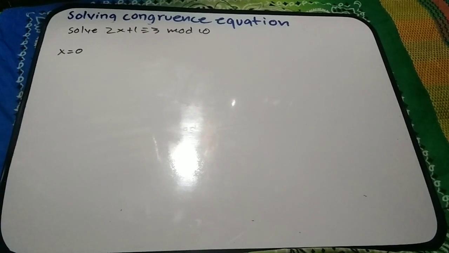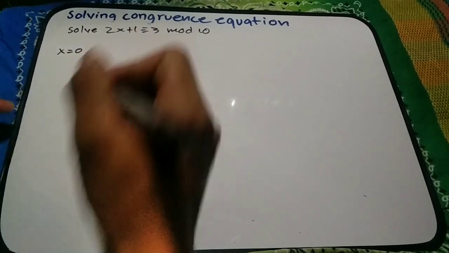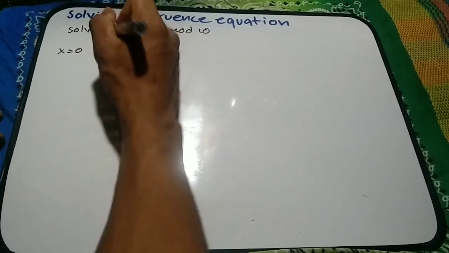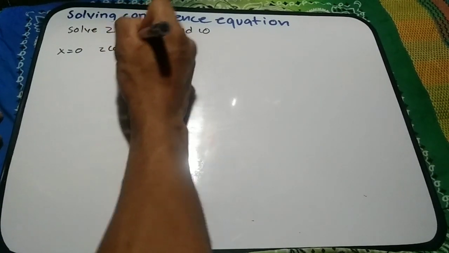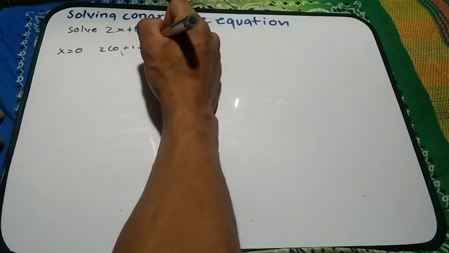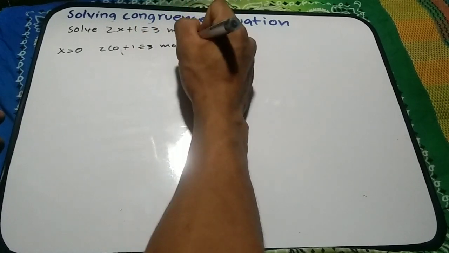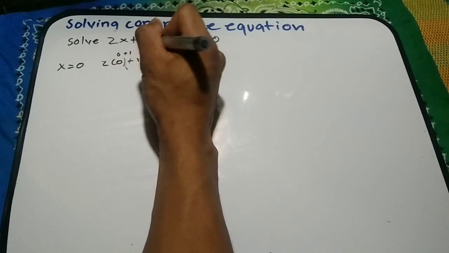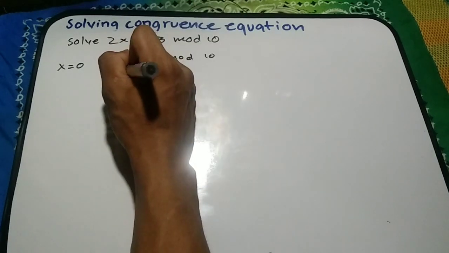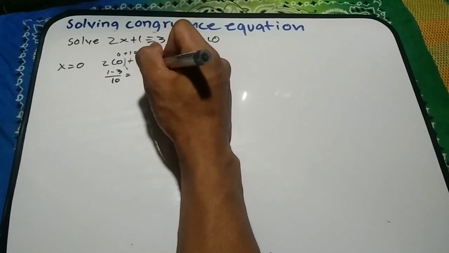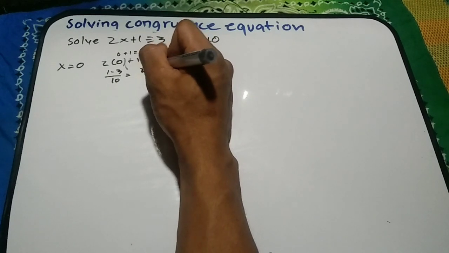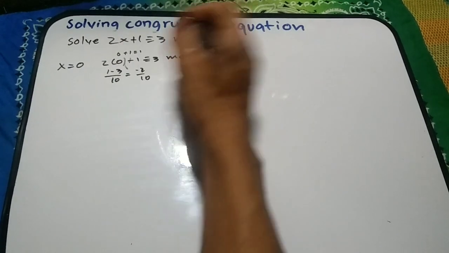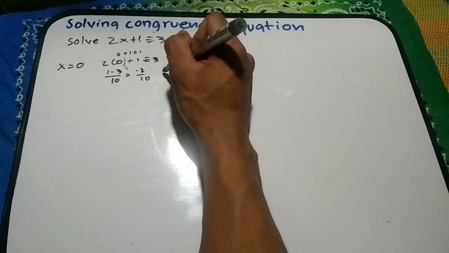Beginning with x equal to 0, substitute each whole number less than 10 into the congruence equation. So if x is equal to 0, 2 times 0 plus 1 is congruent to 3 mod 10. 2 times 0 is 0, plus 1 equals 1. 1 minus 3 over 10 equals negative 2 over 10. So negative 2 over 10 is not a congruence.